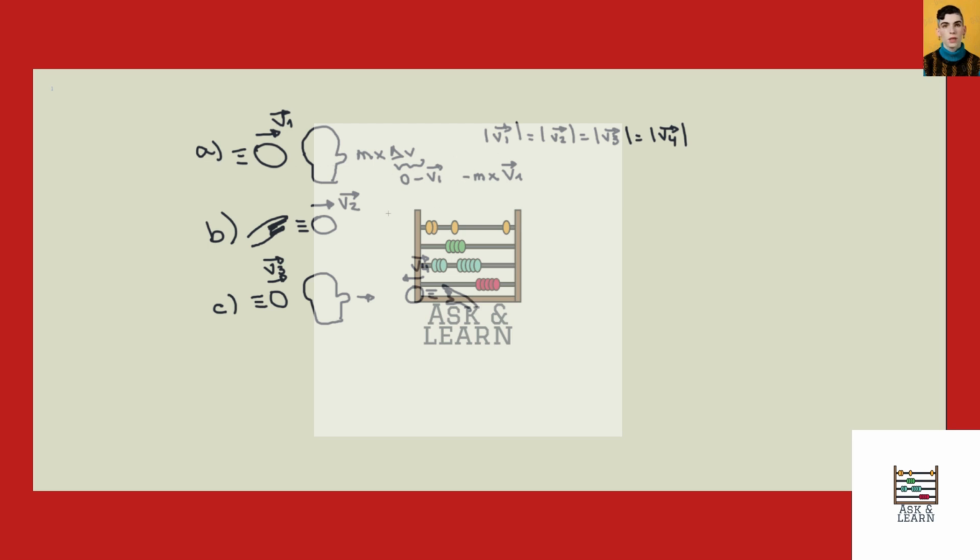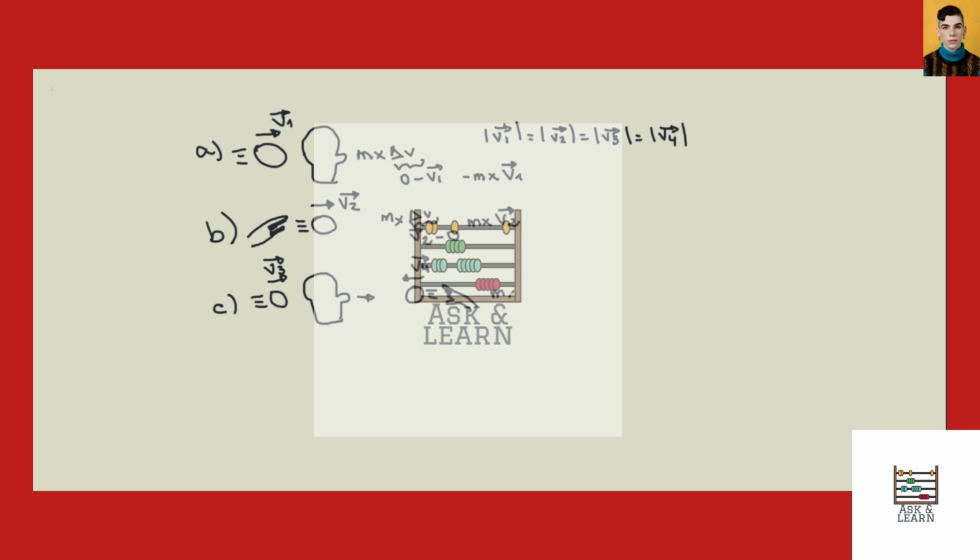The second case is the same thing, m times delta v. And here delta v, the final velocity is going to be v2 minus the initial velocity, that is 0. So we get that the change in momentum is going to be m times v2.